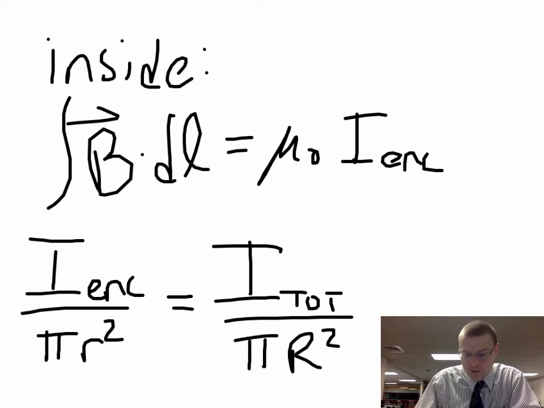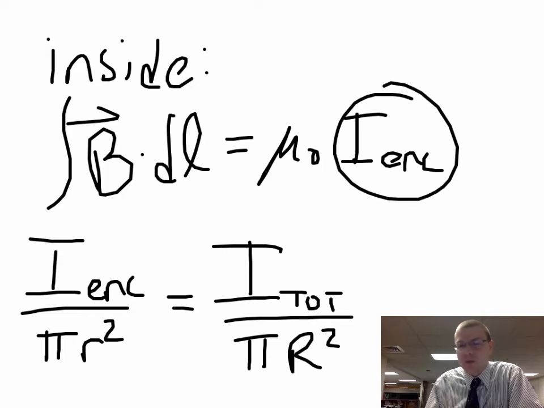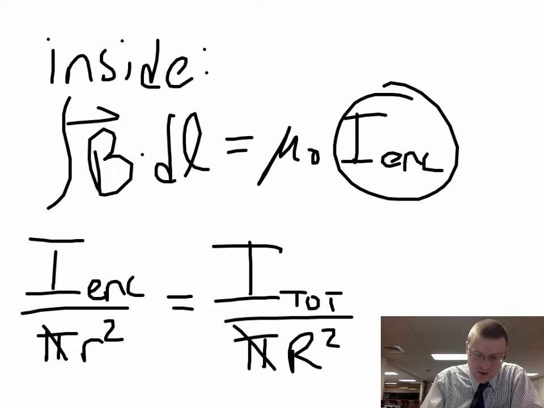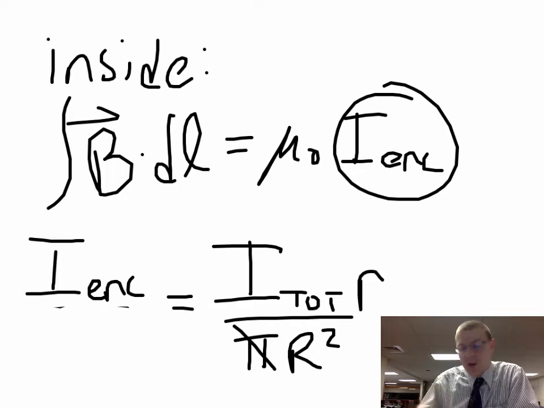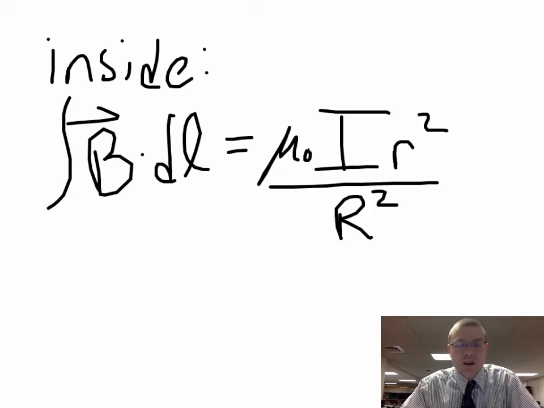So if I want to solve again for the current that's passing through the Amperian loop, I can look at this ratio and get rid of the pi's, and what I'll be left with is the enclosed current is a ratio of the total current to the inner radius squared over the total radius squared. So I'm going to put that in for I enclosed. So there is our equation for the magnetic field inside, but now we have to integrate.